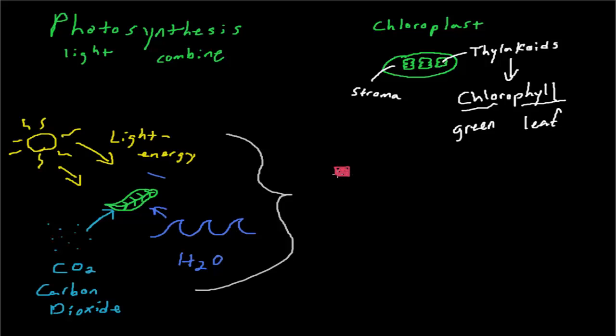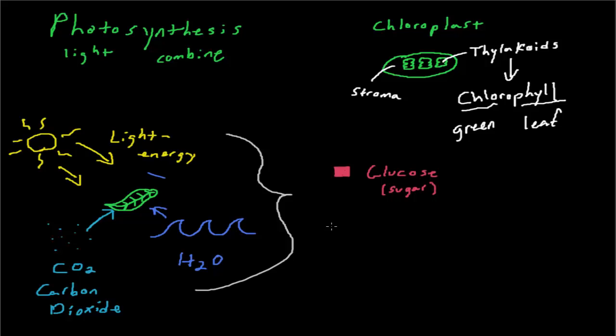I'm just calling a little red square here to represent that it's a solid. It's not a gas or a liquid. It's a solid. It's usually in the form of like a carbohydrate. And this molecule is one we've talked about called glucose. And of course, glucose is a sugar. It's got that OSE on the end, which means it's a sugar.